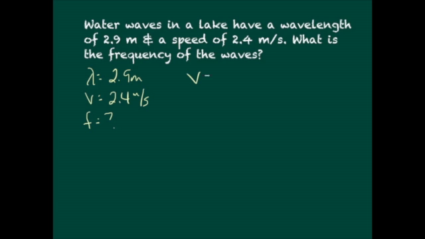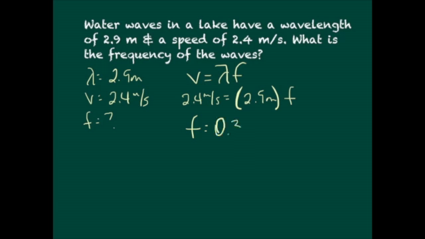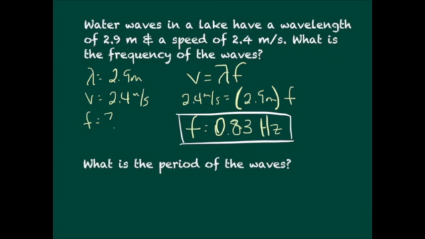We use our wave equation. V equals lambda F, or V equals F lambda. V is 2.4 meters per second. The wavelength was 2.9 meters, and we need to find the frequency. Okay, plug that in your calculator, do a little algebra, work your magic, and the frequency comes out to 0.83 hertz. Now I want to know what is the period of the waves.